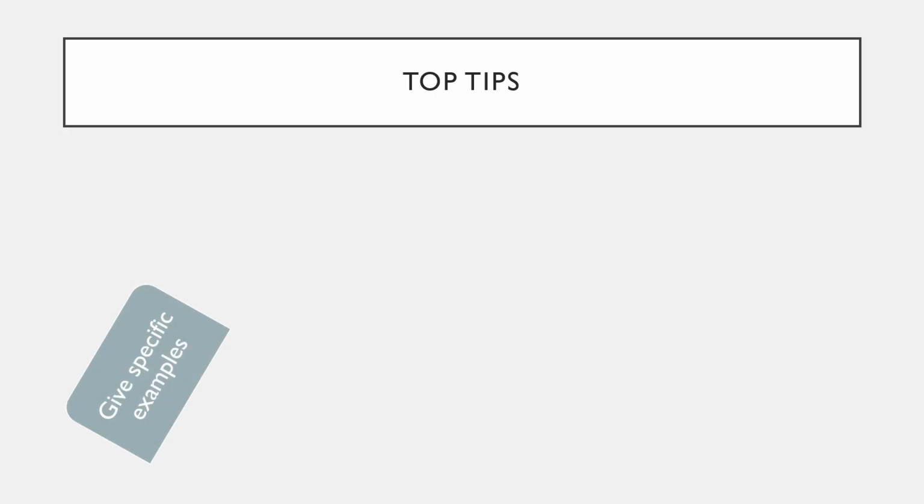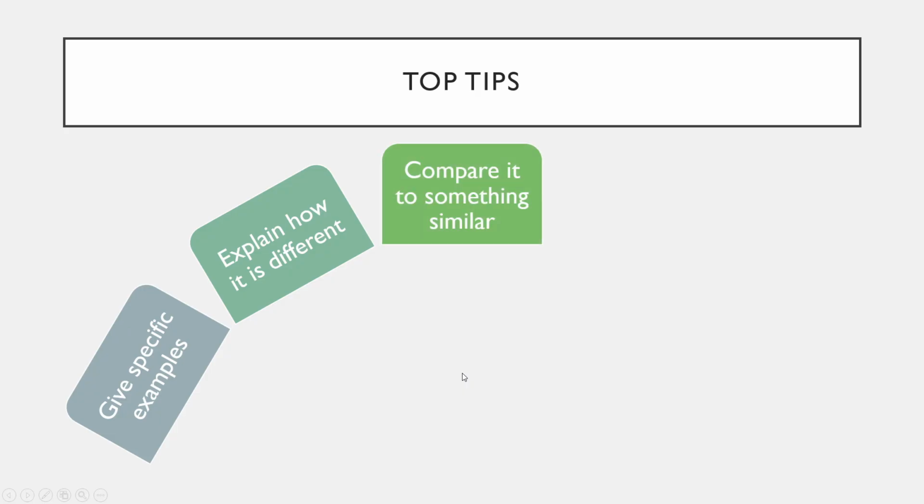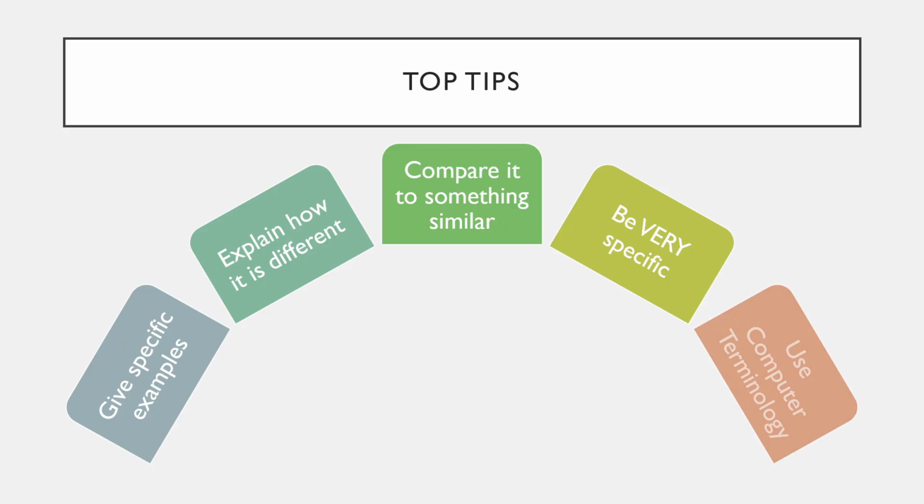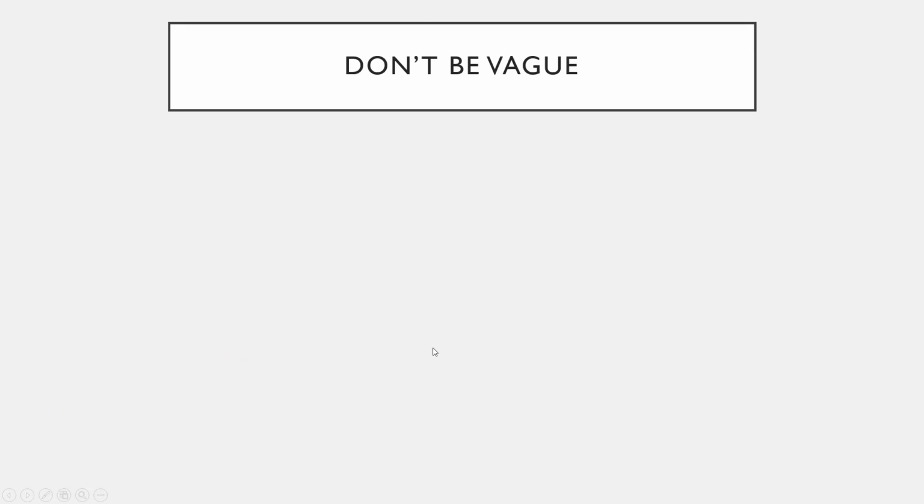Give specific examples. Explain how things are different. Compare it to something similar. Be very specific. And please use computer terminology. Now, this is a tip that goes towards your end of year CAT theory exam. They are going to need you to answer using computer terminology. So the sooner you get into that routine, the better it's going to be for you. Then it will become the norm for you to answer like that. Okay, so just bear that in mind.